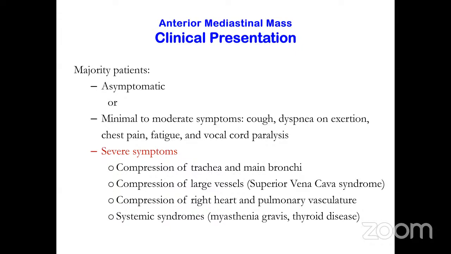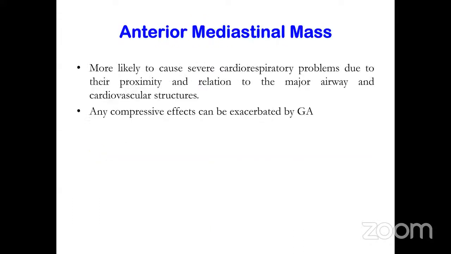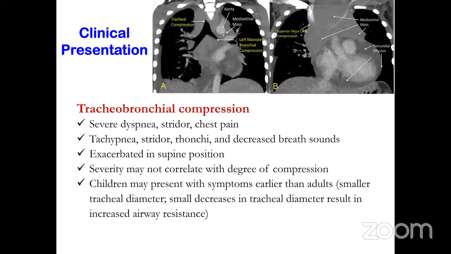But the main issue is if they are present late, and they are a minor subset of the population, they can have compressive symptoms. This could be because of the trachea or main bronchi or large vessels or other cardiovascular structures, or because of systemic effects like myasthenia gravis and thyroid disease, and that can lead to the manifestation of severe symptoms. Usually these are a very small set of the population, but yes, it needs to be looked for. More likely, anterior mediastinal masses cause a lot of cardiorespiratory problems, and hence we should focus on the evaluation, the assessment part, and then plan accordingly to take care of this.